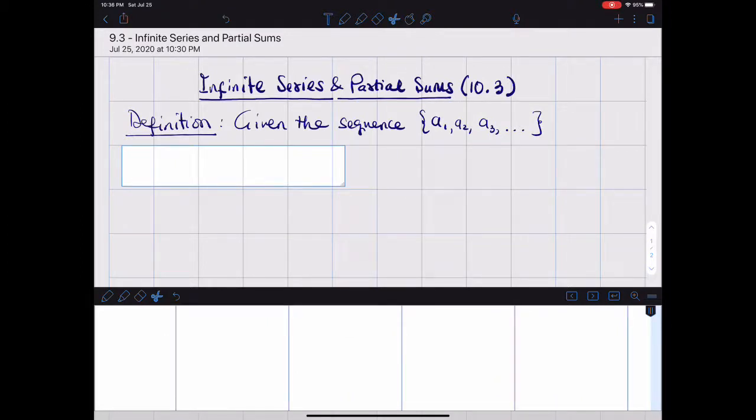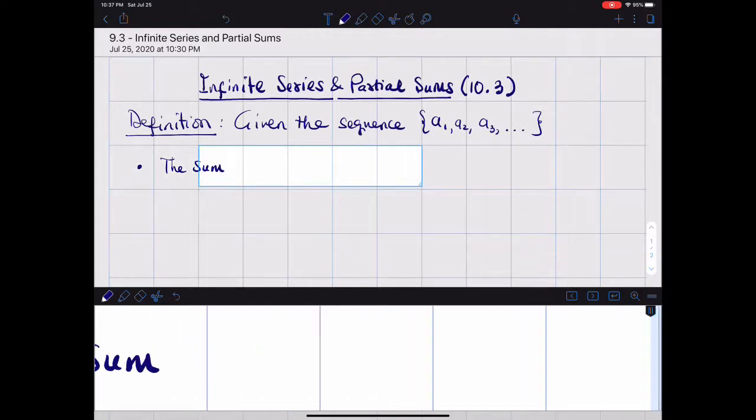All right, so we have a sequence A1, A2, A3, and so forth. Let's define some terms that we're going to be using for the rest of the semester. The sum of the first n terms of the sequence.